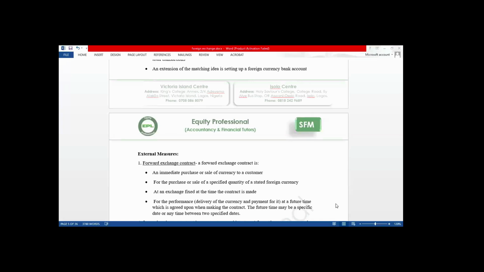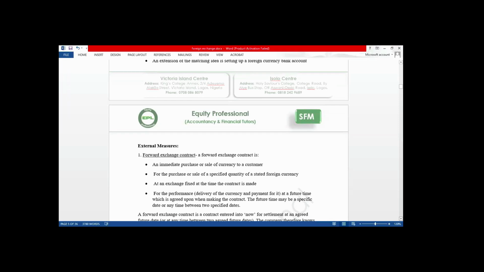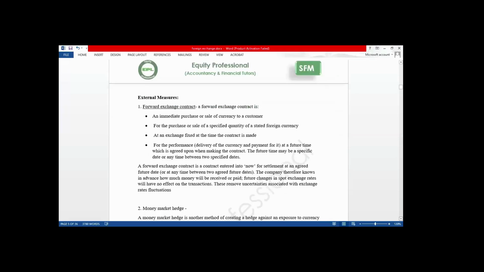Let us expand this, because this will involve calculation. The contract is entered into now, but the settlement is at an agreed future date. The forward contract is entered into now, but the performance of the contract will happen at a specified future date.